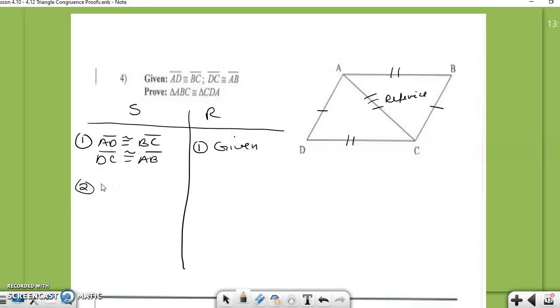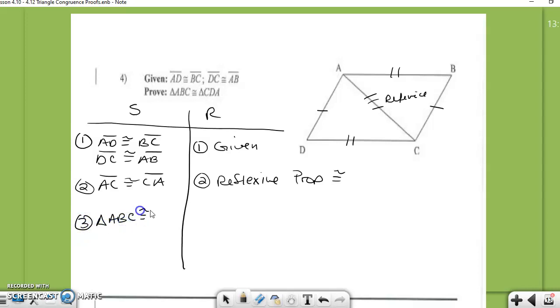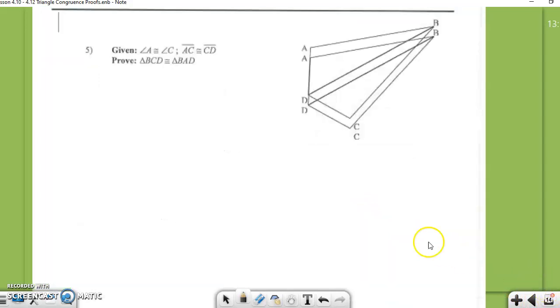Number 2, I knew that AC was congruent to CA. That's my reflexive property of congruency. So I know that triangle ABC is congruent to triangle CDA. That was my side, side, side triangle congruency theorem. Pause to digest if you need. Come back and we're going to finish this up.